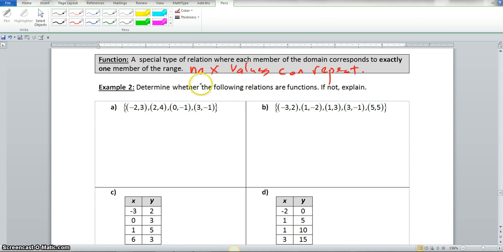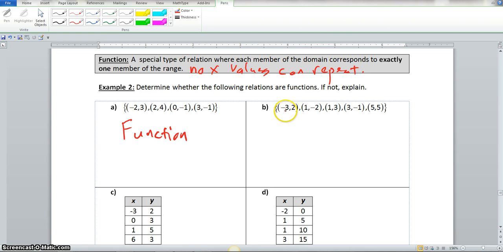So we look here. Determine whether the following relations are a function. If not, explain. Okay, now we have here -2, 2, 0, and 3. We don't even need to look at the y values. All we have to do is look at the x values. If the x values do not repeat, then it's a function, which it is here.